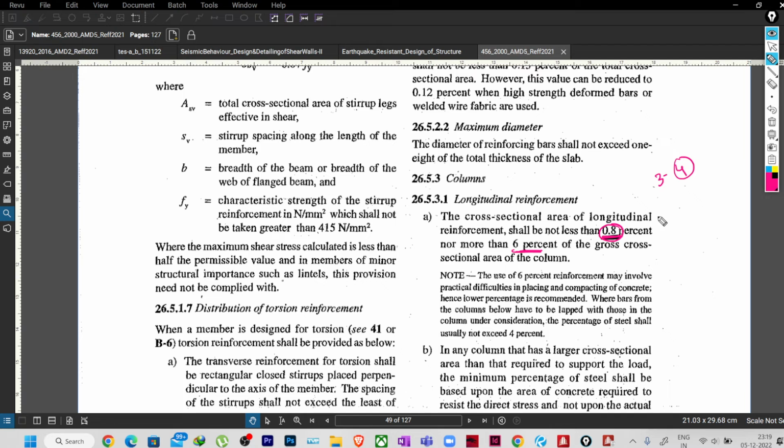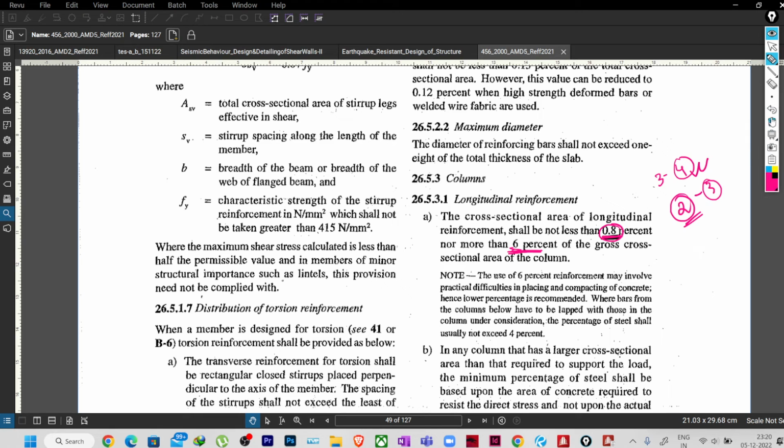In that case it will be uneconomical, or maybe it will also be a problem in terms of execution. So you can see here 6% is the maximum that we can allow as per the code. It is a theoretical approach. Practically we should not go beyond this even in major structures. In small structures we always try to keep the reinforcement percentage within 2%, or some people also go up to 3%.